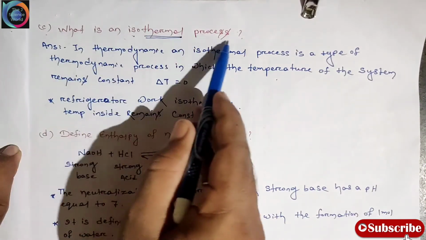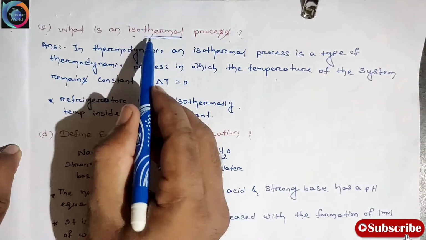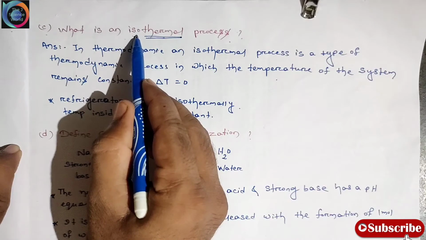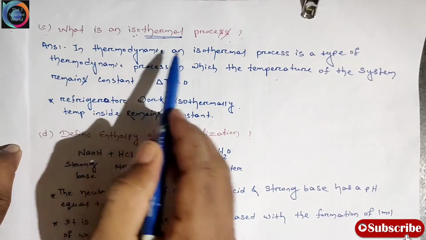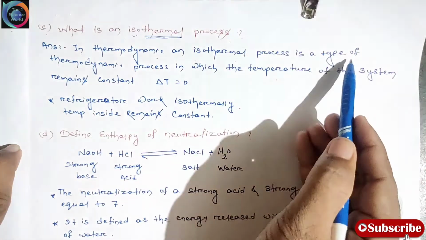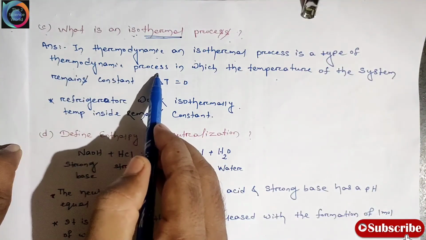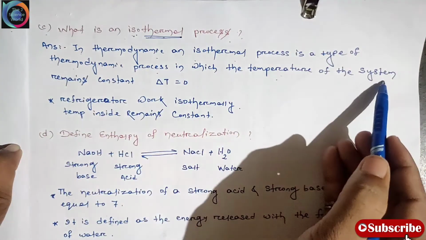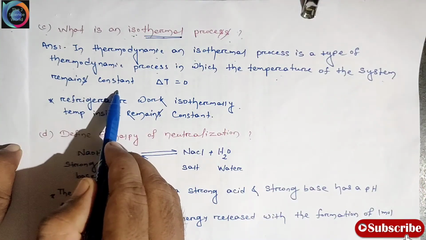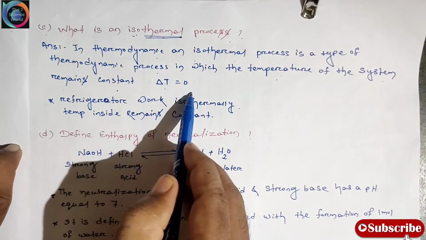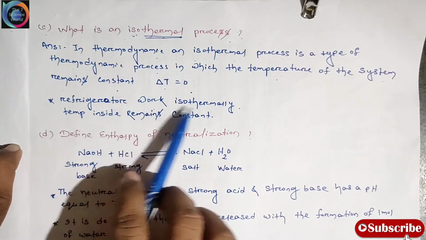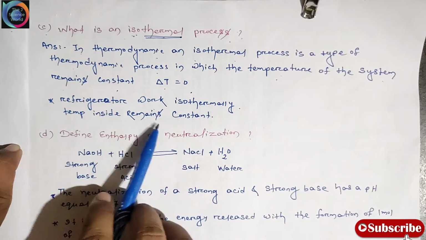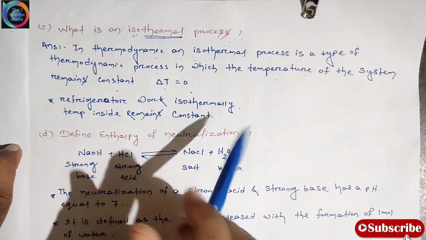Friends, this is question number C. What is an isothermal process? Thermal means temperature, iso means constant. So in thermodynamics, an isothermal process is a type of thermodynamic process in which the temperature of the system remains constant, meaning delta T is equal to 0. For example, a refrigerator works isothermally, meaning the temperature inside the refrigerator is constant.